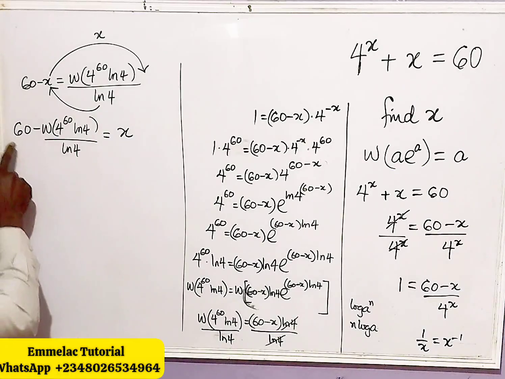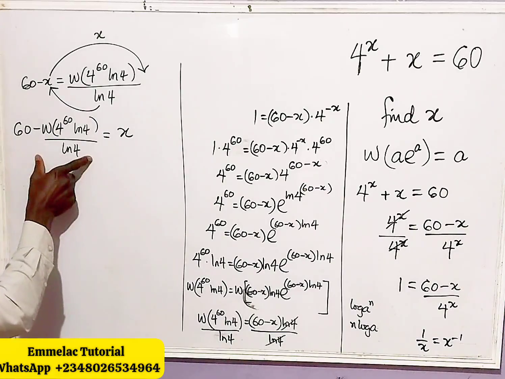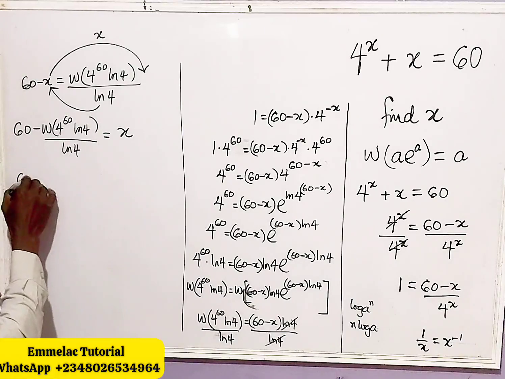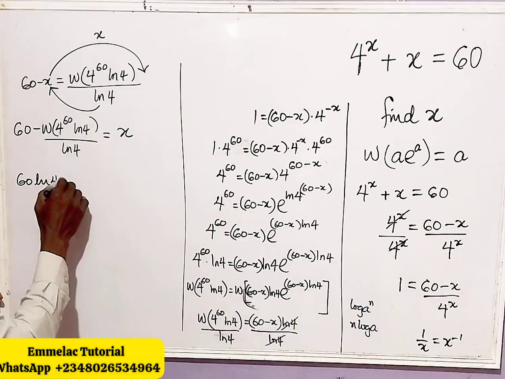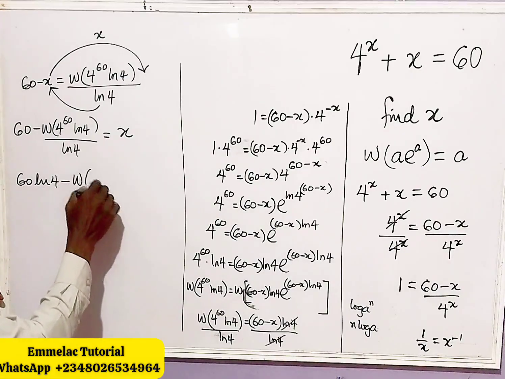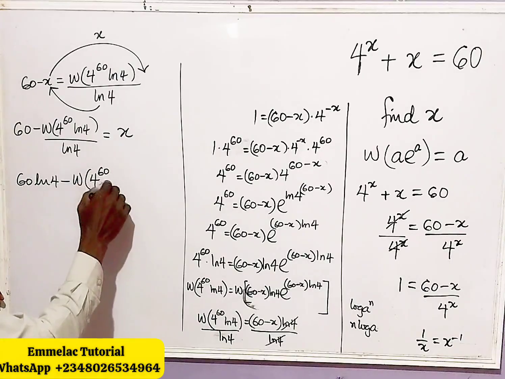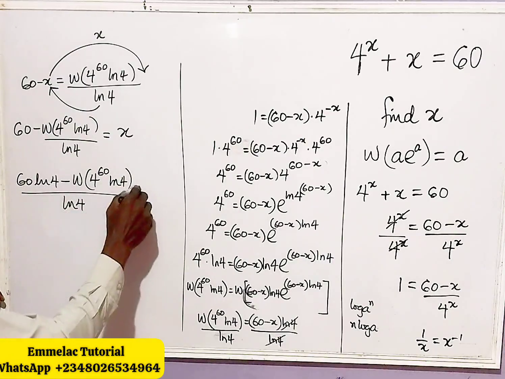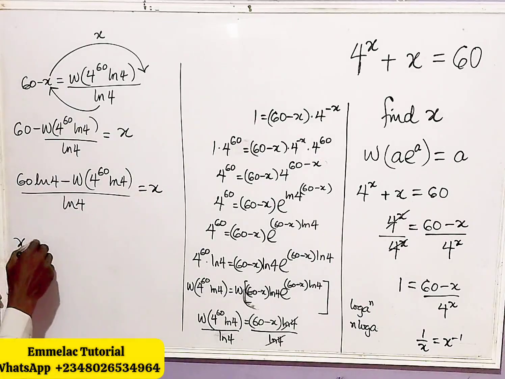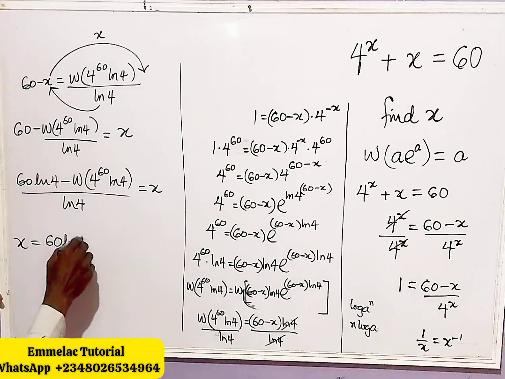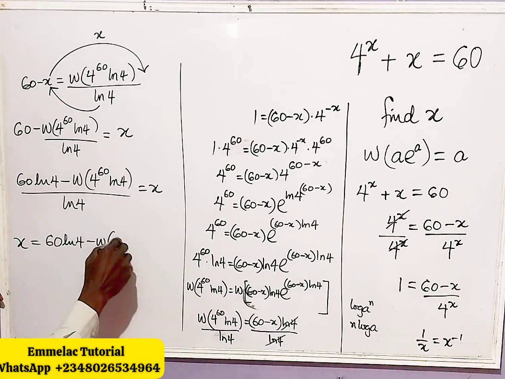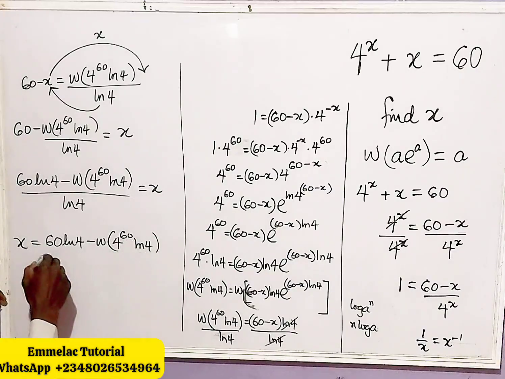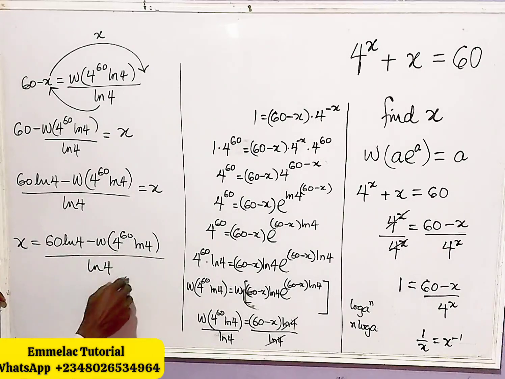So you can just multiply to make it a single denominator. Multiply ln 4 by 60, and we have 60 ln 4, then minus Lambert W function of 4 raised to the power of 60 ln 4, then all over ln 4 equals x. So finally, our x equals 60 ln 4 minus W of 4 raised to the power of 60 ln 4, then everything over ln 4.